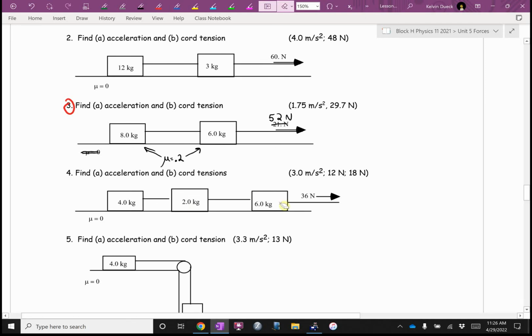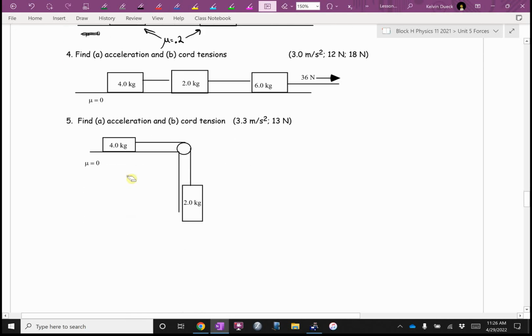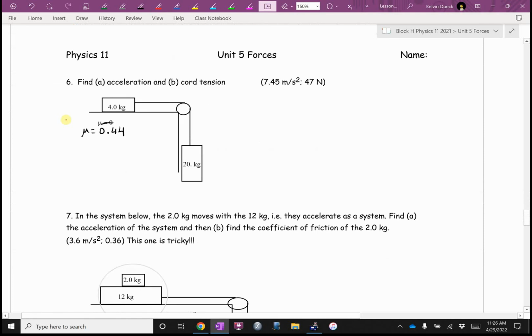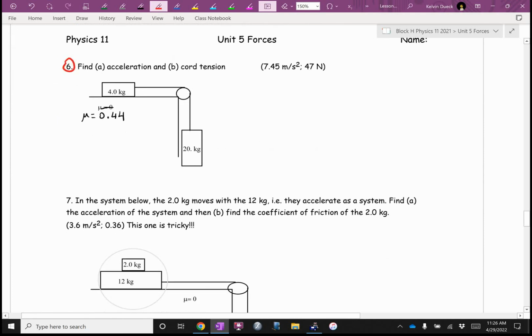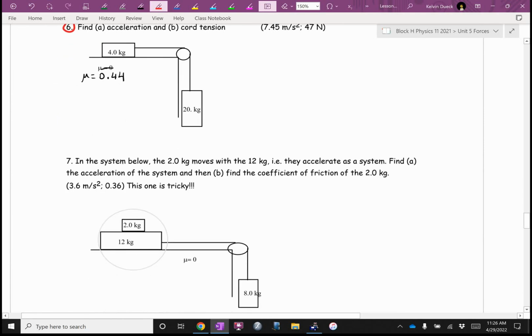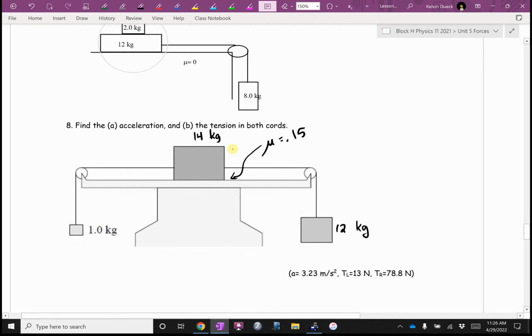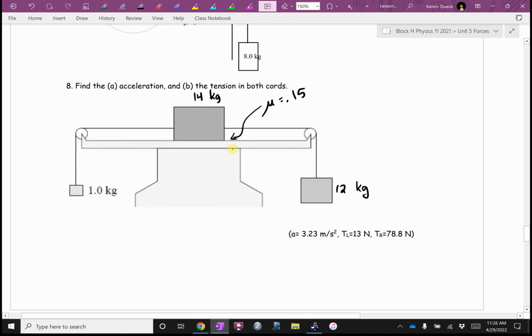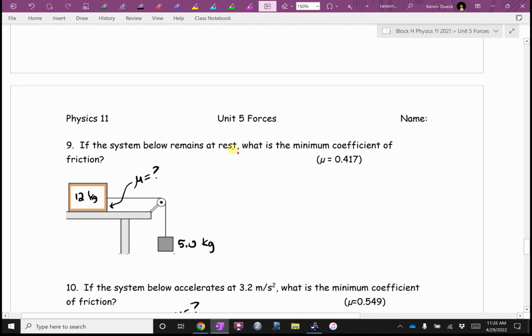I haven't done the 3 mass one yet, so I'm going to skip number 4. 5 is good. 6 is even better. 7 is a brain challenge. See if you can figure out 7. I put a star next to it. I'm not going to ask you one that tricky. I haven't done a 3 mass one yet, so I'm going to come back to that.